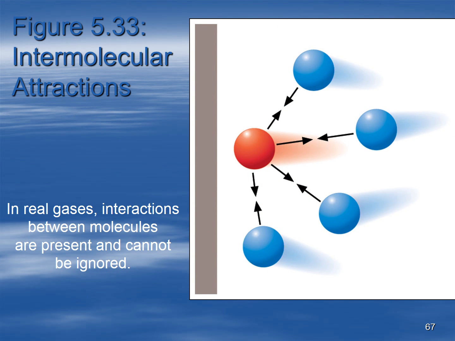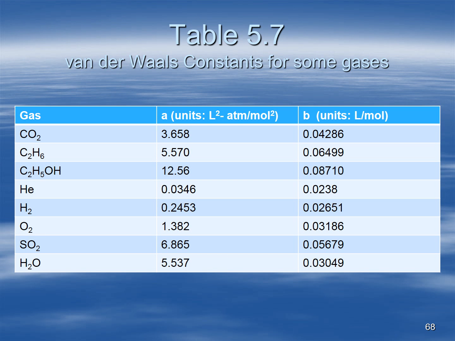Oh, here's the picture. Intermolecular attraction. So in real gases, there are really interactions that can't be ignored, and so they have to be corrected for. So these are gases that are not ideal gases, and those you can look up the value for a and the value for b depending on what the gas is. So hydrogen and helium are probably the most ideal because those values are so small. But there is no such thing as a really ideal gas.